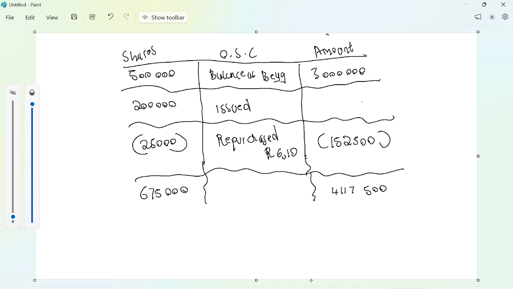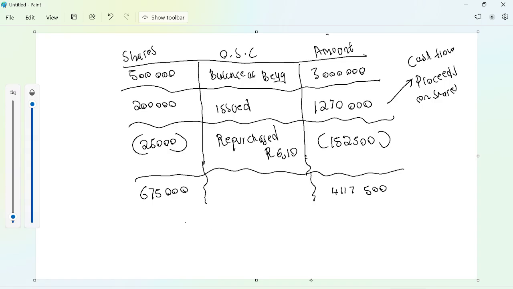So 4,117,500 plus 152,500 minus 3 million. I'm getting 1,270,000. So in this case, guys, where does this go? This goes to our cash flow, under financing activities, which is proceeds on shares.